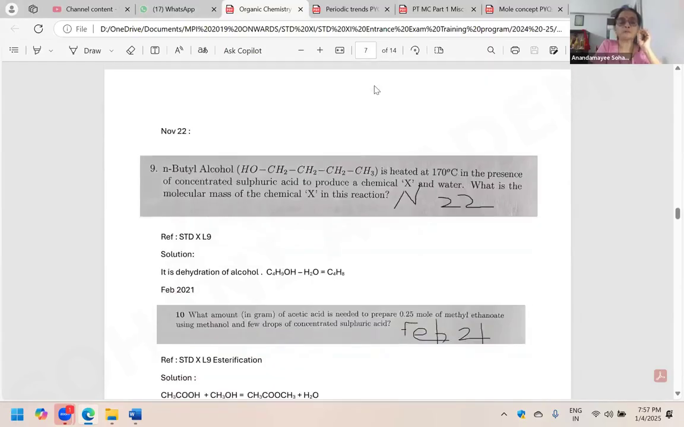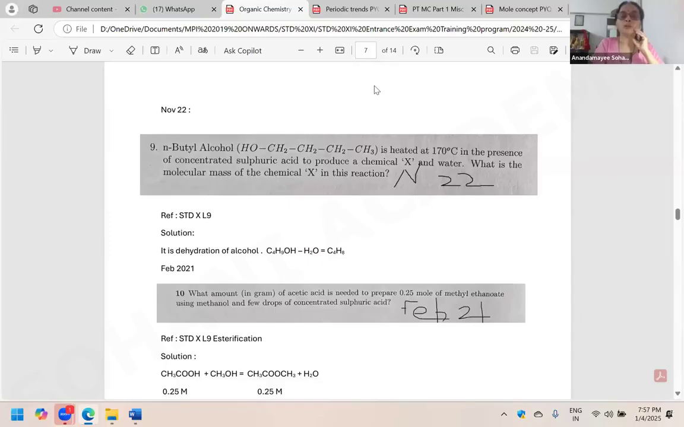Okay, now again, this N-butyl alcohol. So you must know this terminology. What is the meaning of N-butyl alcohol?